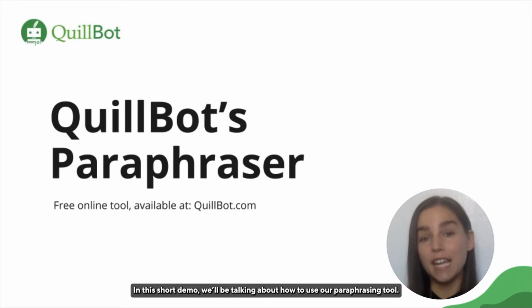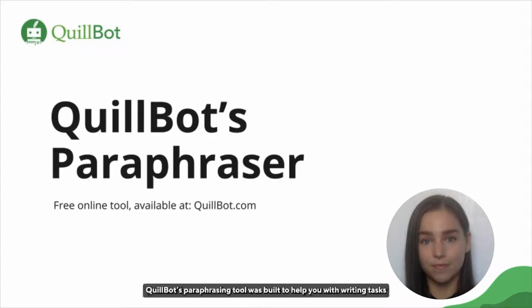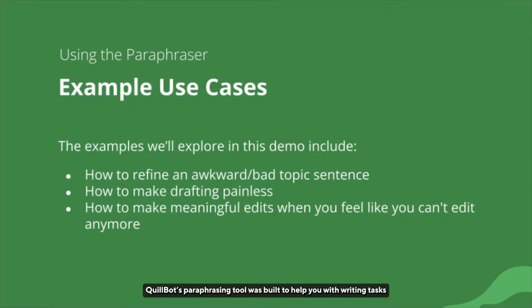In this short demo today, we're going to be taking a look at how to use our paraphrasing tool. Quillbot's paraphrasing tool was built to help you with writing tasks like articulating your ideas, crafting great topic sentences, and visually editing your work. It'll help you say what you want to say, how you want to say it.